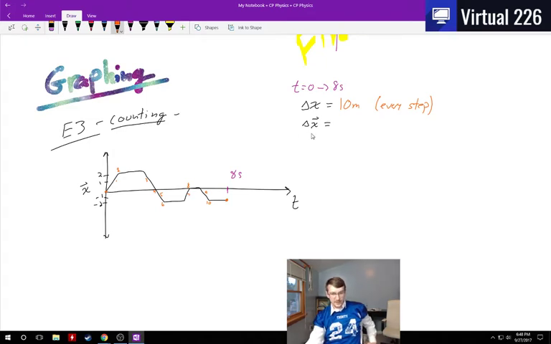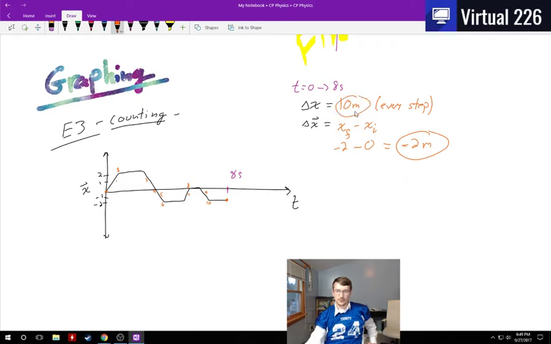For displacement, what you care about is even easier to figure out. It is your final position minus your initial position. Our final position, if I read it across to the x-axis, is -2, minus my initial position of 0. -2 minus 0 is -2. Boom. I'm done.